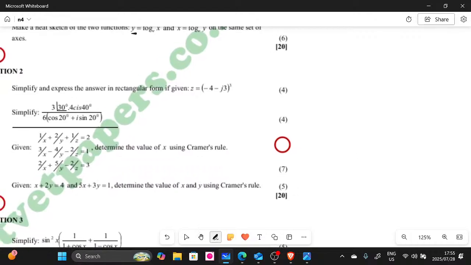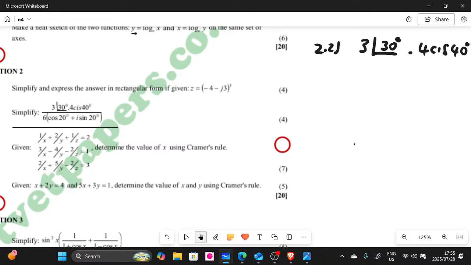Let me just write this question here. It's 2.2. I think here they were trying to trick you guys, which is a good question. On the numerator we have 3 polar 30 degrees. So this is the one that most people know. And then we have this one here, 4 and then 40 degrees.